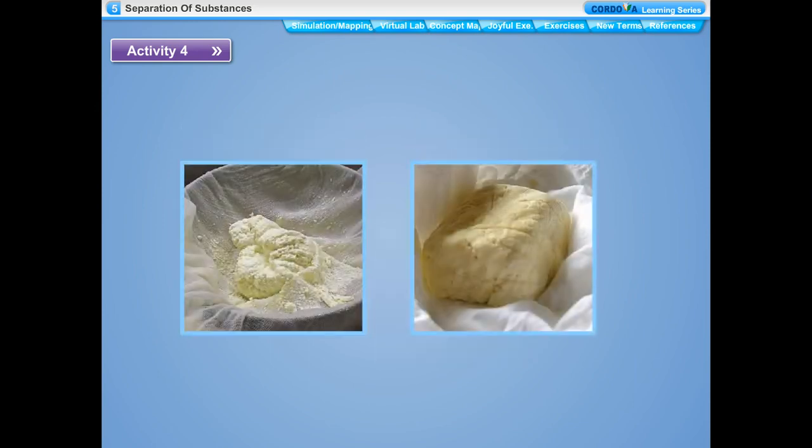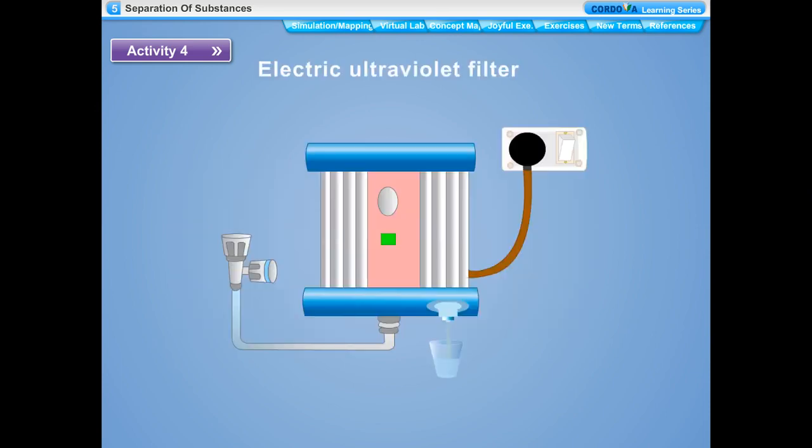For making paneer, cheese, a few drops of lemon juice are added to the milk as it boils. This gives a mixture that consists of particles of solid paneer and a liquid. The paneer is then separated from the liquid through a fine filtering cloth or a strainer. The tap water that we get from the waterworks can be made absolutely safe for drinking by using an electric water filter.